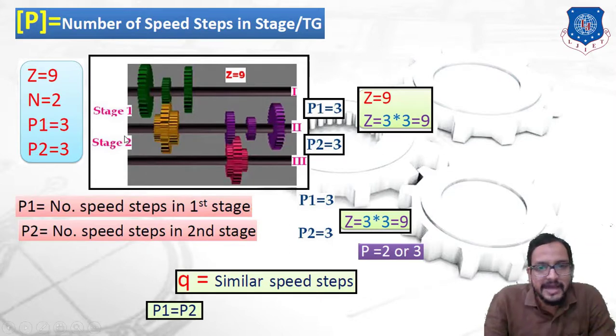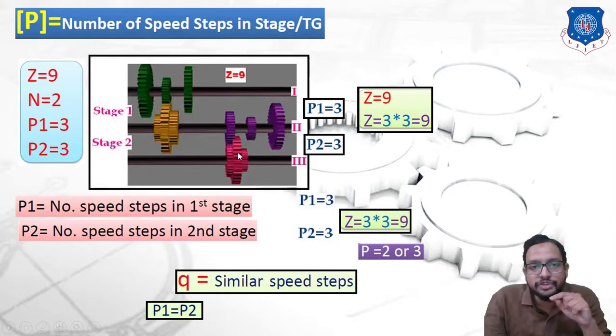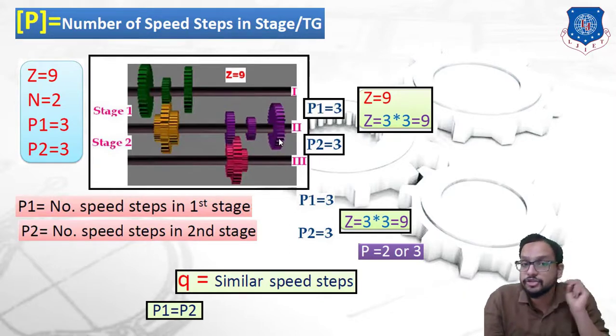If you see the second stage, there is shaft 2 and shaft 3. Corresponding to that, there are three gears. On shaft 2 there are purple gears, and on shaft 3 there are pink gears. At a time one gear pair will be in meshing, so one speed. When I shift to a second intermediate gear, a second speed will be available. And when I shift to the third gear arrangement, a third speed will be obtained. So in stage 2, how many different speeds? Three different speeds will be obtained.